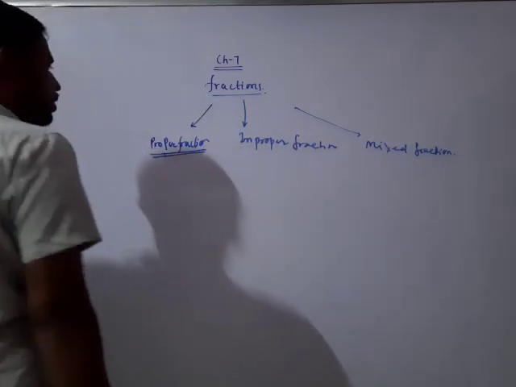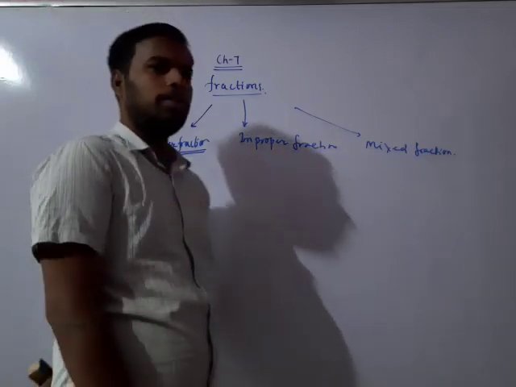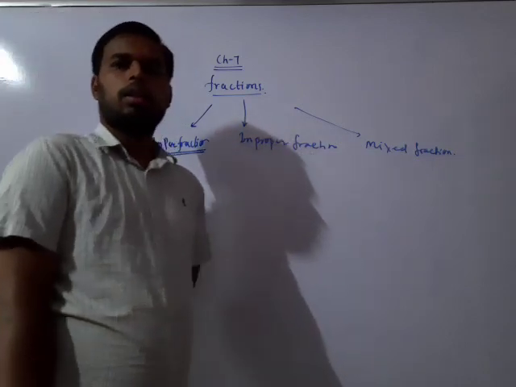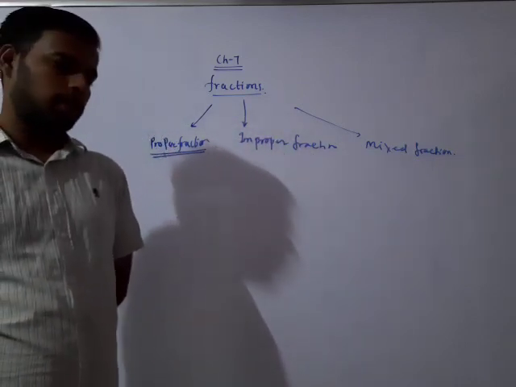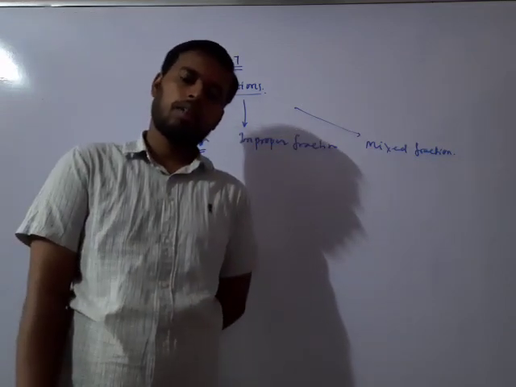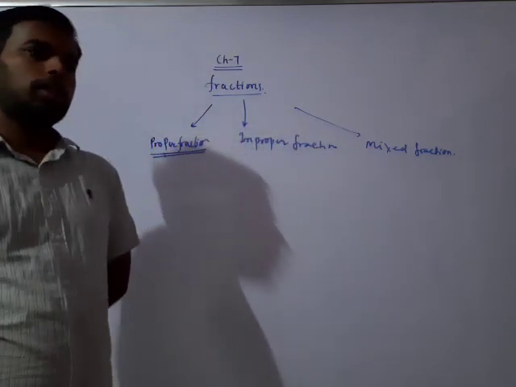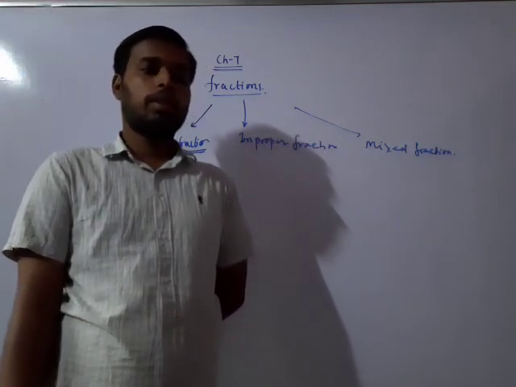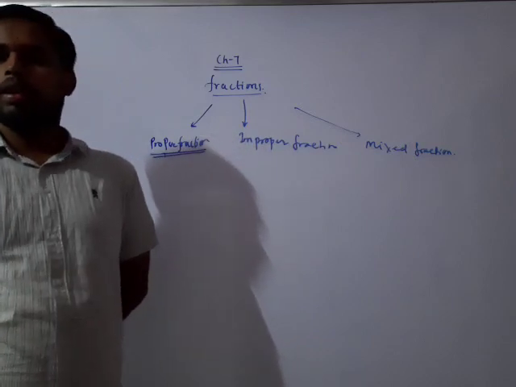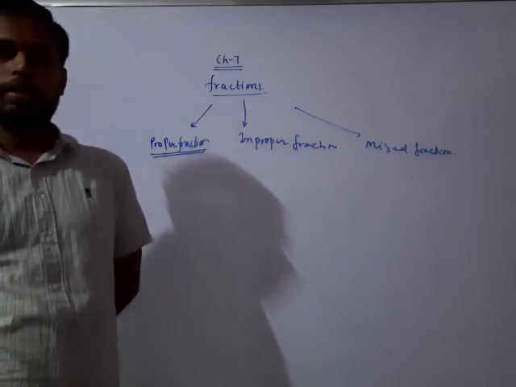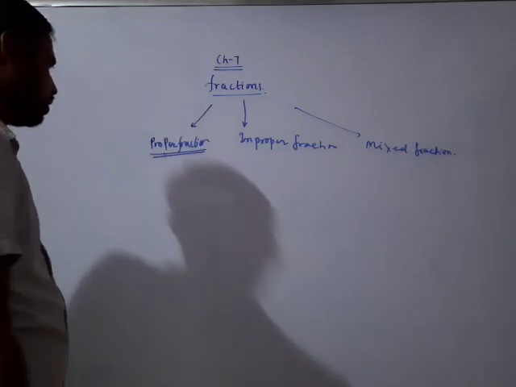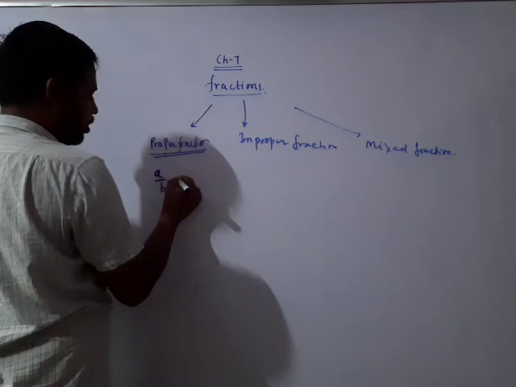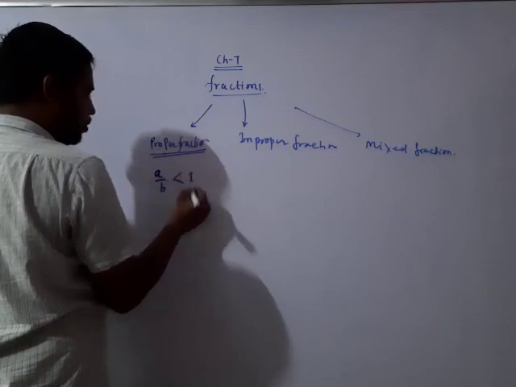What will be the definition of a proper fraction? How will we identify that a fraction is a proper fraction? When its value is less than 1. When the value of a fraction is less than 1, then that fraction will be known as a proper fraction. And when will the value be less than 1? When the numerator is less than the denominator. A upon b must be less than 1.